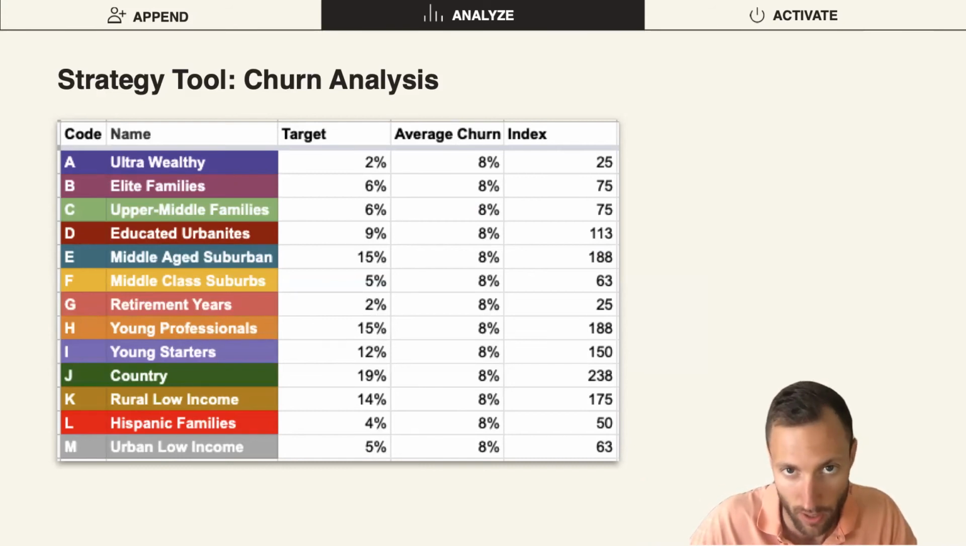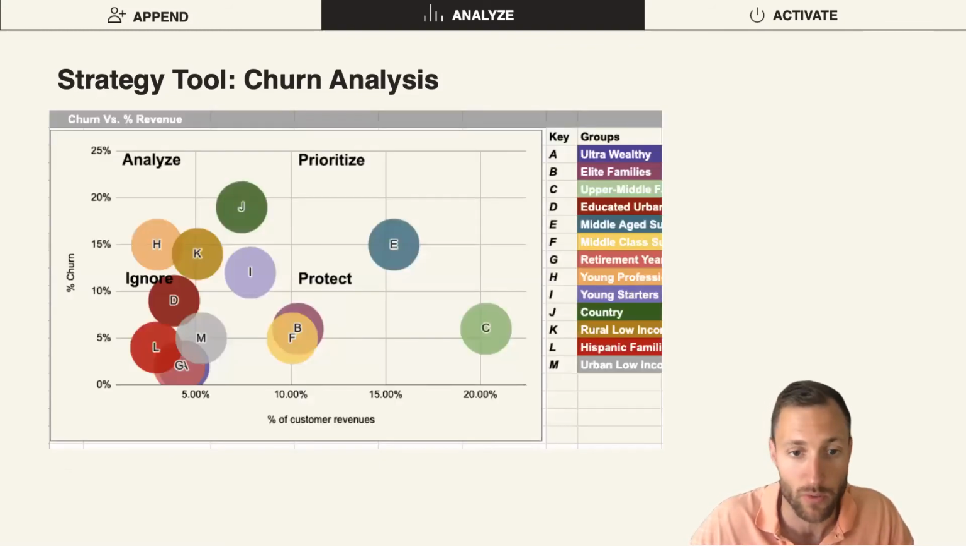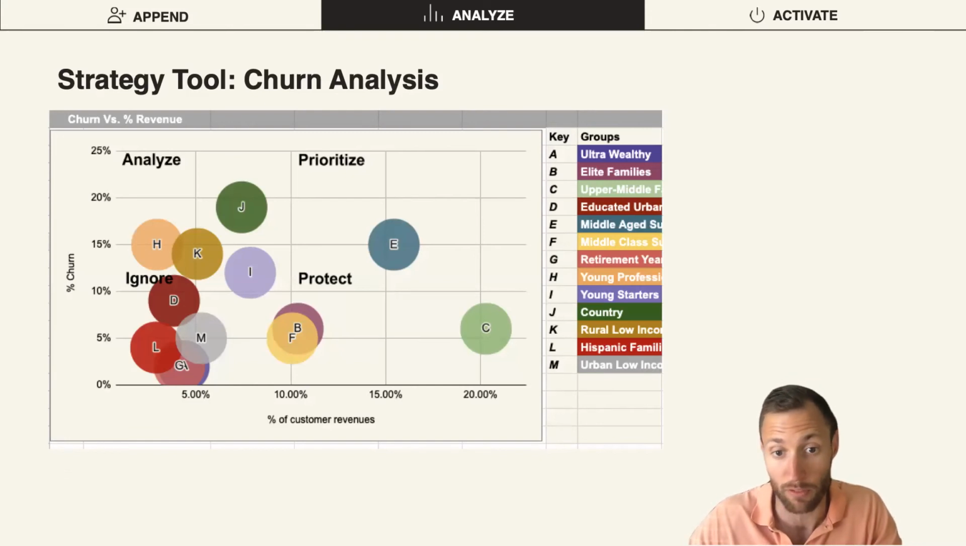Some quick insights that we can get from this is young professionals, they churn a lot. Either we're not managing young folks right, or they just switch insurance providers quite a bit. But we can also look at this relative to the amount that customer segment makes up of our revenues, and this becomes really interesting. Along the x-axis, you have the percentage of customer revenues, and on the y-axis, you have the percentage churn. We can pretty quickly see C, which is our upper middle families, they're good. They don't churn, and they're a good customer for us.